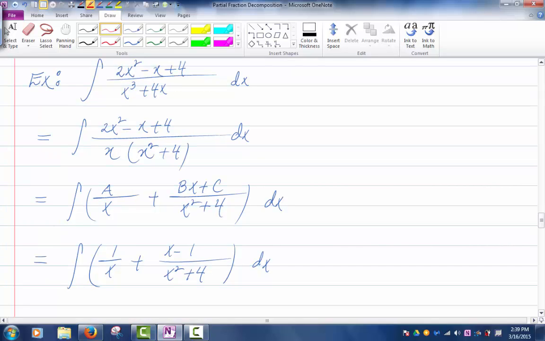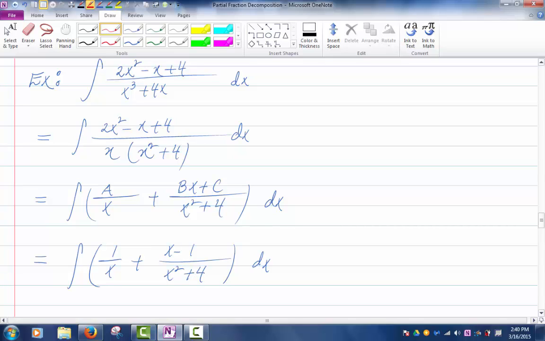Here we have the integral of 2x squared minus x plus 4 over x cubed plus 4x. In this case, it is a proper fraction. So in the denominator, I can factor it out very easily: x times x squared plus 4. Is x squared plus 4 an irreducible polynomial? Yes. So then I can write down the partial fraction decomposition for the linear factor x with multiplicity 1. I'm going to get only one fraction in the decomposition. That will be A over x.